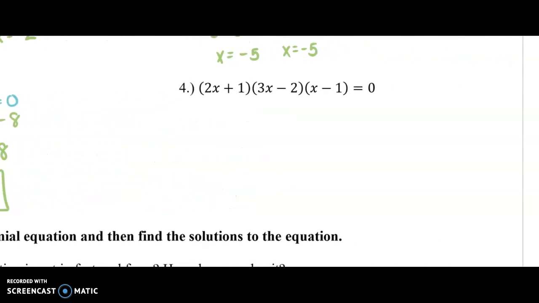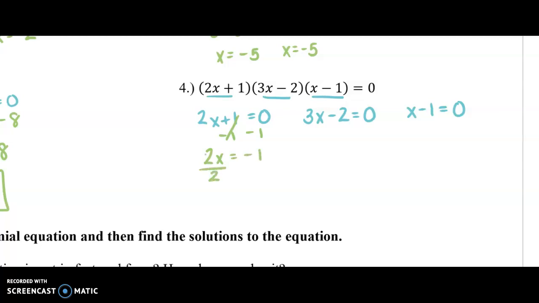And number 4. Again, setting all 3 of these equal to 0. So 2x plus 1 is equal to 0. 3x minus 2 is equal to 0. X minus 1 is equal to 0. I'll first subtract 1 from both sides, so 2x is equal to negative 1. Divide by 2, so x is equal to negative 1/2.